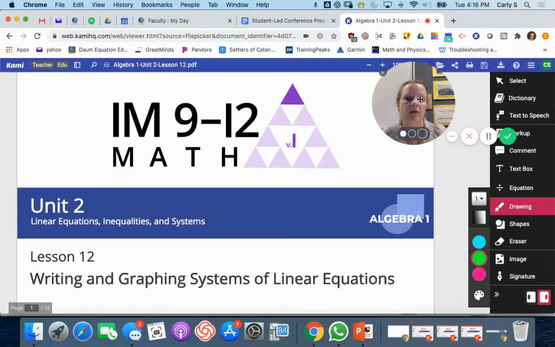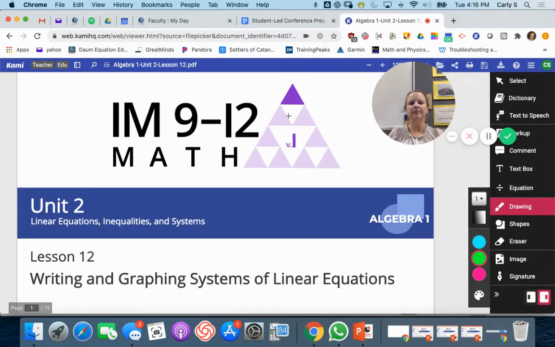We are in Unit 2, Lesson 12. We're taking what we've learned one step further and writing and graphing a system of linear equations. Everything we've done up to this point has been one linear equation. And we've learned the details of that one linear equation, what it means, how to represent real-life situations, how to find the vertical intercept or the y-intercept and the slope and what those values mean.